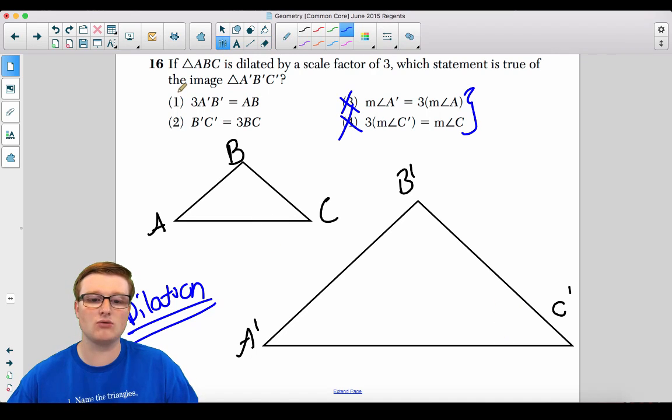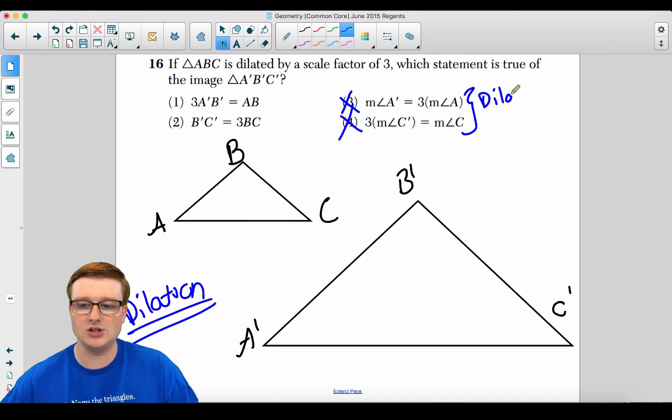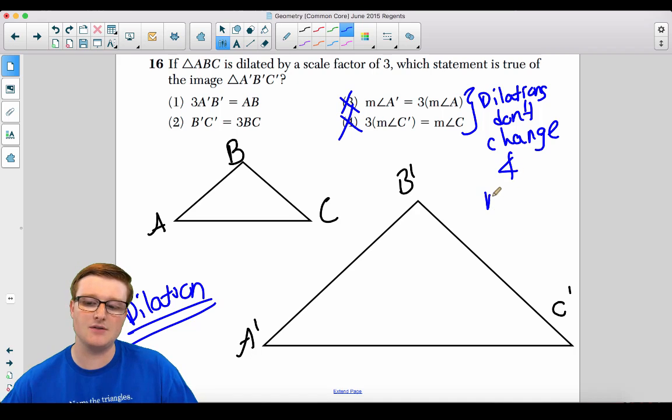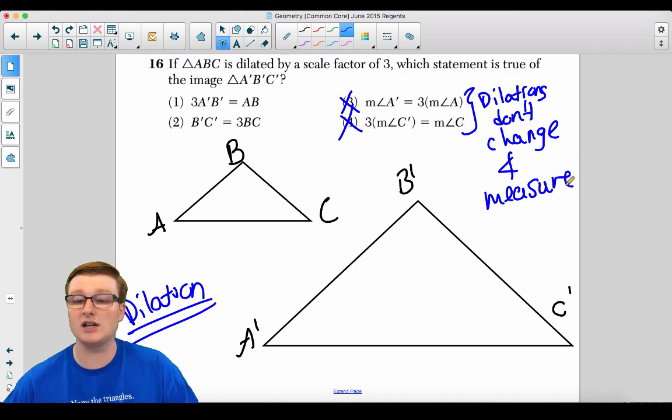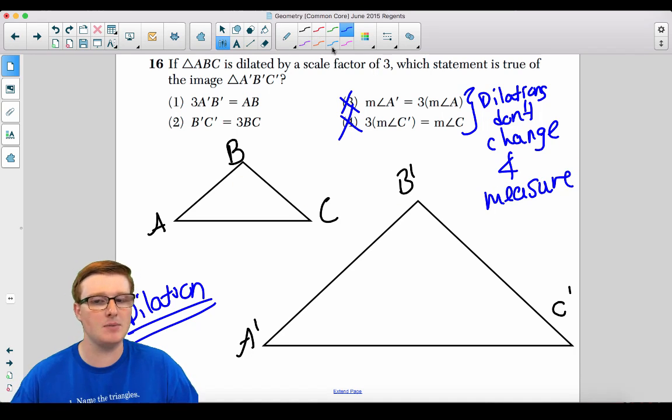So we're focused right here on choices 1 and 2. Dilations don't change angle measure. By the way, make sure that you're copying everything down to correct your work if you are correcting it. If you're here to copy, you're in the wrong place because geometry Regents is hard.